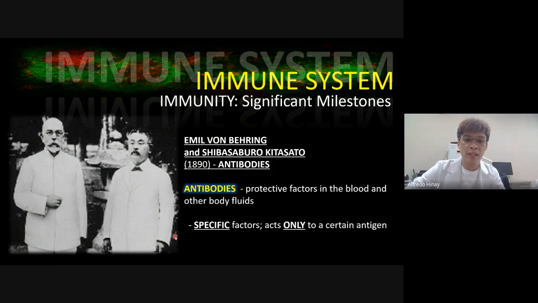And then these antibodies are specific factors and act only on a certain antigen. That's the reason why, class, your antibodies are under your adaptive immunity. Kasi, diba, remember in my previous slide, I mentioned that there are two arms under your immunology. So you have your innate and then you have your adaptive. And your adaptive is capable of more specific responses because it has memory. Therefore, your antibodies are under this one because they are specific.